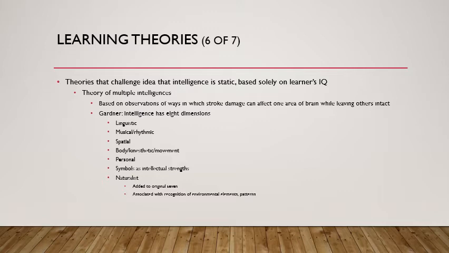Gardner intelligence has 8 dimensions: linguistic, musical and rhythmic, spatial, body kinesthetic and movement, personal, and symbols as intellectual strengths, and naturalists. This was added to the original 7, the naturalists, and associated with recognition of the environmental elements and patterns.